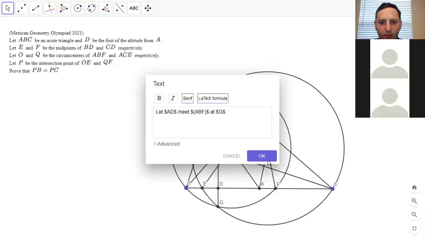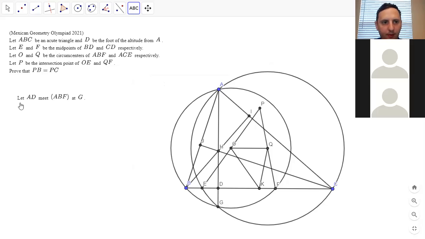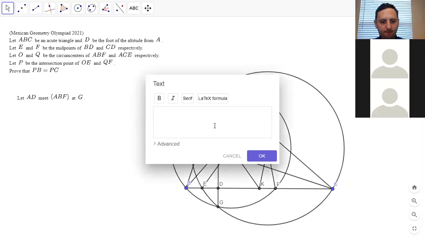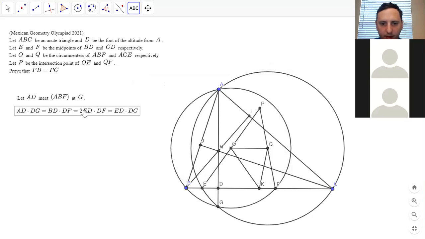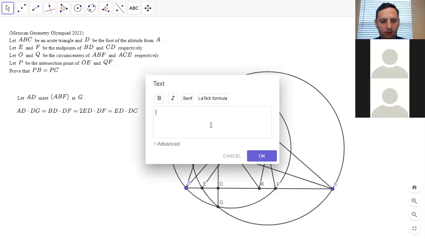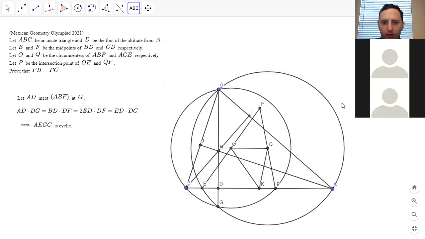And then I'm going to use power of a point. So we have AD times DG is equal to BD times BF is equal to 2 ED times DF, which is equal to ED times DC. And so that means that AEGC is cyclic. And okay, so then we know that that circle exists.